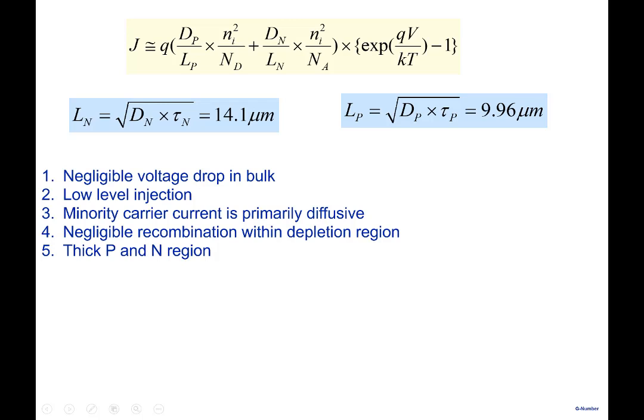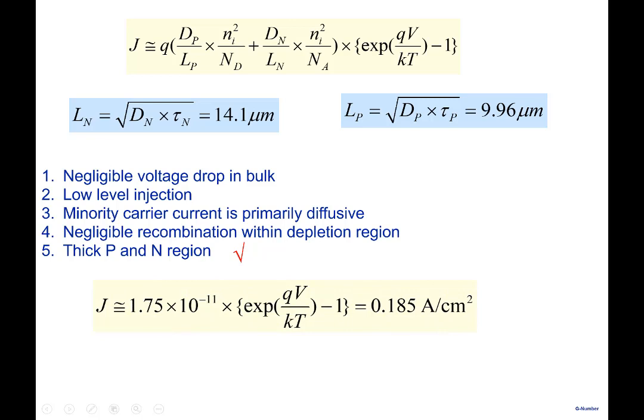These are the assumptions: negligible voltage drop, low level injection, minority carrier diffusion, negligible recombination, all that is there. So thick PN region is valid. All right, so I calculate J. I put in all the values here, and I get J equal to 0.185 ampere per centimeter square.